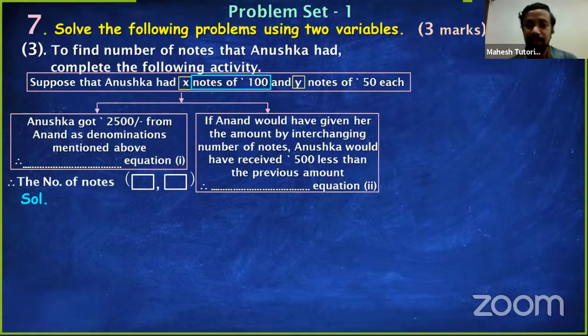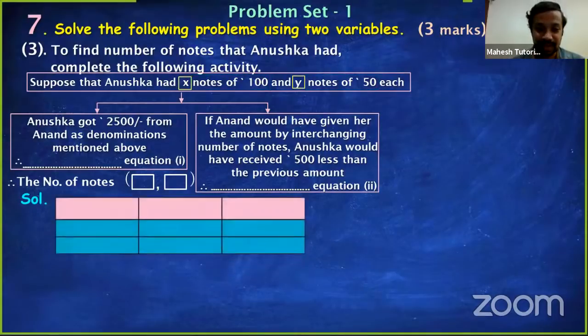Now, first tell me, students, according to this first statement in the question, Anushka is having how many notes of rupees 100? X notes of rupees 100. Anushka is having how many notes of rupees 50? Y notes of rupees 50. All right. So based on this assumption, students, first I'll prepare a small table. A table indicating 100 rupees note, 50 rupees note, number of notes, and the amount.